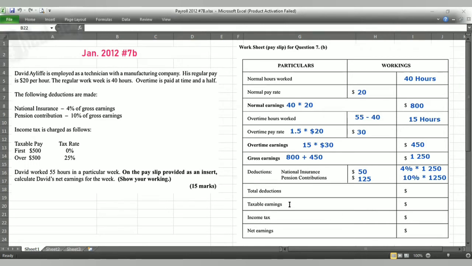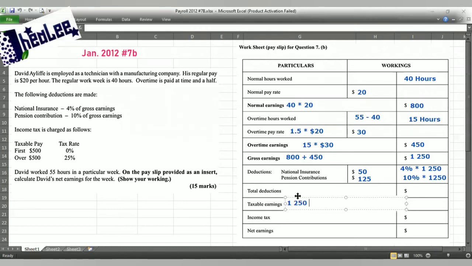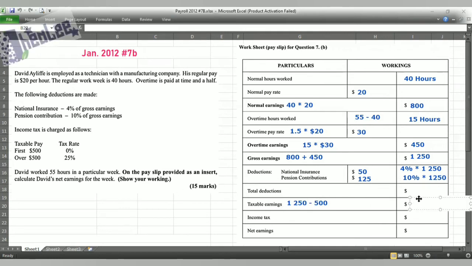Now, what is taxable earnings? This is a value that the individual, that David, would pay the income tax on. Remember, the first $500 is non-taxable. That is free pay. So in order for us to get our taxable earnings, it would be the gross earnings of $1,250 minus the free pay, which is a non-taxable pay of $500. Remember, the question stated that the first 500 is 0%. So the taxable earnings that we calculate for David is the $1,250 minus 500, which gives us $750.